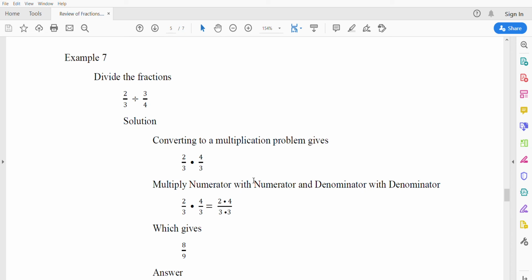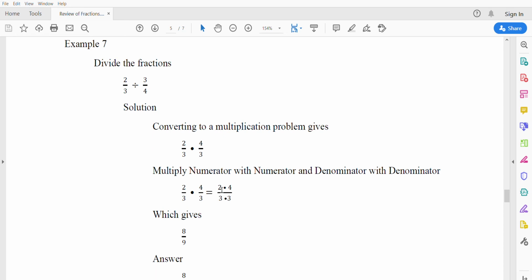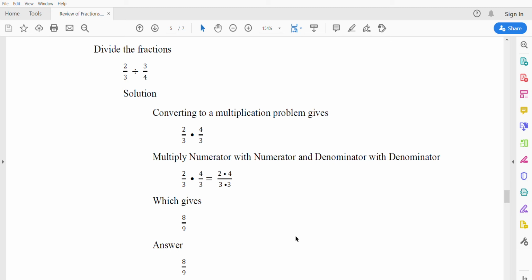I'm now going to multiply numerator with numerator and denominator with denominator. So this is going to give me a 2 times 4 on the top and a 3 times 3 on the bottom. 2 times 4 gives me an 8. 3 times 3 gives me a 9. And 8 over 9, that fraction will not reduce, so my answer is going to be 8 over 9.